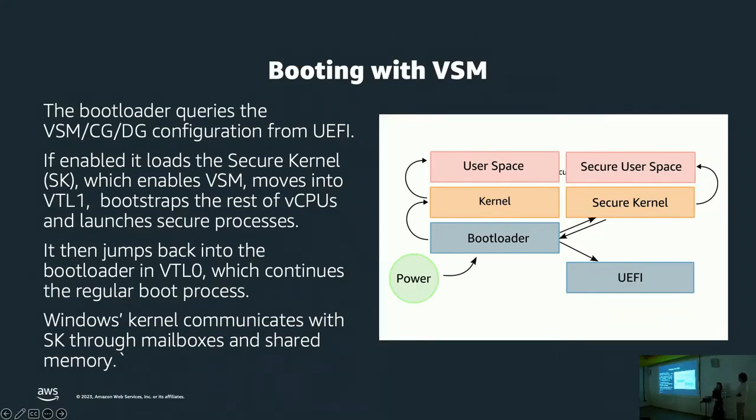But when you have VSM enabled, the bootloader would find the UEFI variable that tells it that VSM is enabled. It will then load the secure kernel. The secure kernel will go on to enable VSM, jump into VTL 1, bootstrap vCPUs, then launch the secure processes, for example, Credential Guard. Then, after it's done executing, the secure kernel jumps back to VTL 0, gives control back to the bootloader, and then the normal boot process continues.